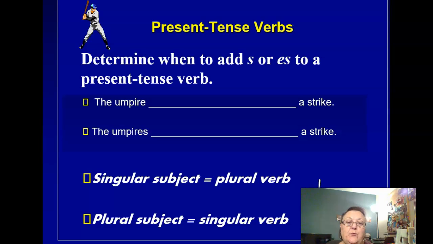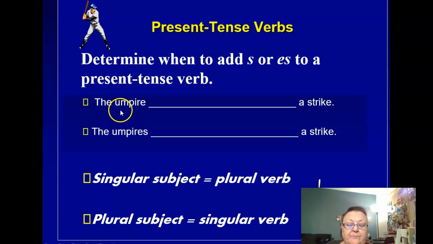So how do you determine when to add an S or when to add an ES to a present tense verb? Well, here is a strategy at the bottom here of our slide. If it's a singular subject, remember the word singular means one, then it needs a plural verb. Plural means more than one. A plural verb means you're going to either have to add an S or an ES to the end of it. If it's a plural subject, then you're going to need a singular verb.